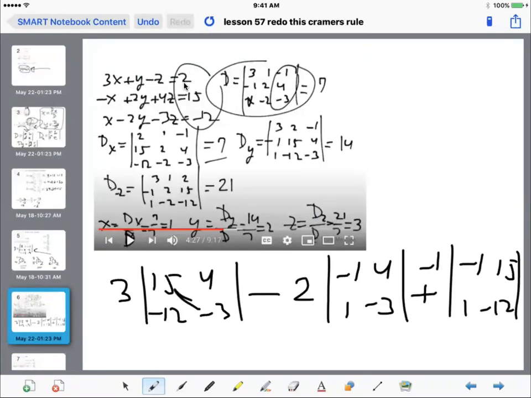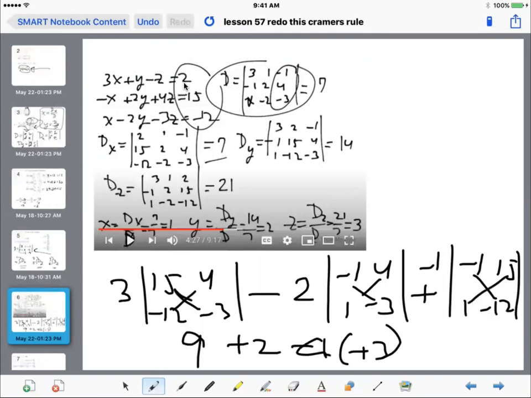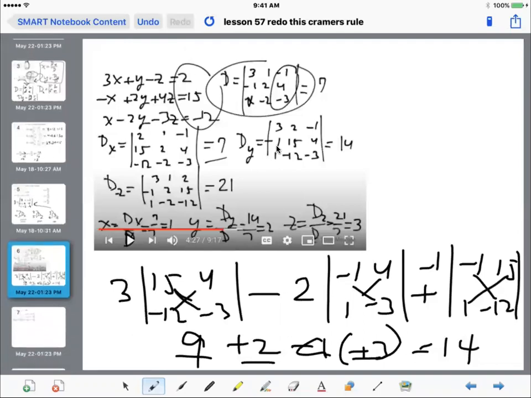This is minus 45 plus 48 is 3, so that became 9. This became 3 minus 4 is minus 1, so that becomes plus 2. And this becomes minus 1, 12 minus 15 is negative 3, so that ends up becoming plus 3. So 9 plus 2 plus 3 is 14. Oh, if you switch the order, then yes, like one of the rules from yesterday, we would get negation. So that's the main lesson: how to solve using Cramer's rule.